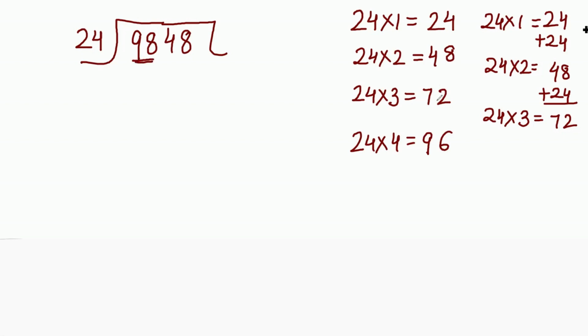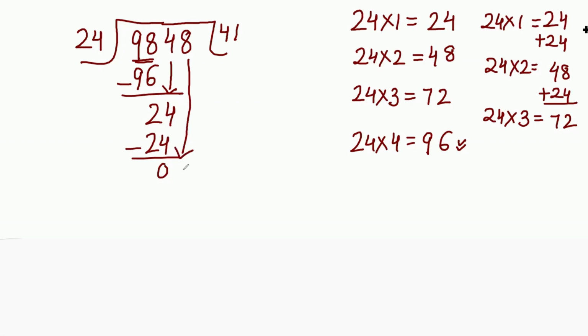Now the first number is 98. Then I have to see in the table 98 is close to which number. So I can see it is close to 96. So I'll pick 96. I'll write down 24 fours are 96, then 2, and then 4. 24. Now 24 ones are 24. That I already know. Then I'll write here 0. I'll subtract it. Then write the next number 8.